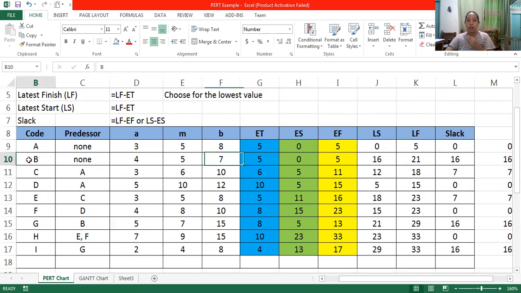Then we have task B. The estimated time is 5 weeks and it has a slack of 16. It means you can delay your task, because you have a slack of 16 weeks. It's not necessary or mandatory to finish it in 5 weeks because it has a slack period or grace period of 16 weeks.